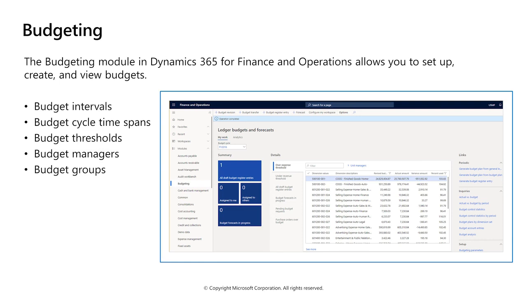With the budgeting module, you can determine which financial dimensions from the chart of accounts will be available for basic budgeting and budget control. When you configure budget control, you can define the budget interval, budget cycle time span, budget threshold, budget managers, and budget groups, and the calculation that is used to check the available budget funds.